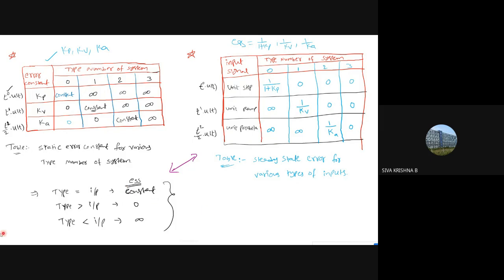See, I will write here. You will have mainly 3 outputs. That means you may get ESS or else Kv, Kp, Ka, whatever may be. ESS, that may be 0 or that may be infinity or that may be constant. These 3 only are the outputs you have.